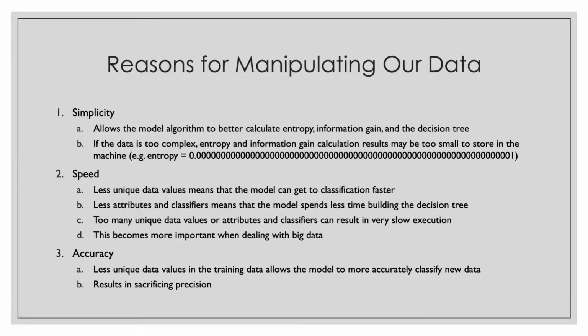So the reasons for doing this are simplicity, speed, and accuracy. Simplicity allows us to make sure that our algorithm can handle the data. If there are too many unique values, then entropy and information gain can both be very small numbers, and we really don't want that because our machine may not be able to store such small numbers. So making our data simpler also allows an increase in speed and accuracy. With the accuracy, we do sacrifice some precision by doing this.